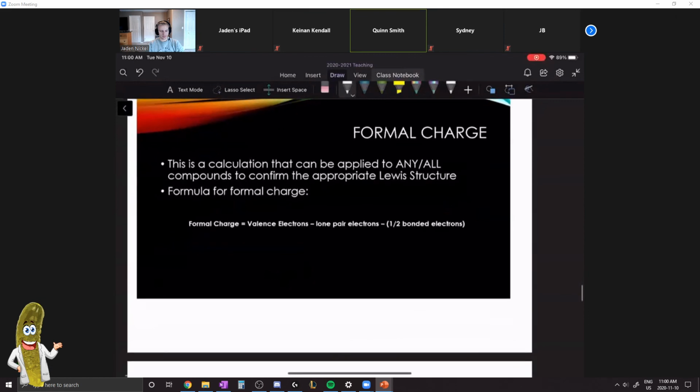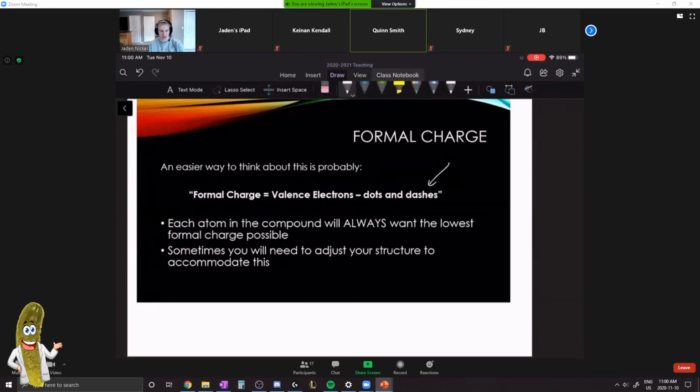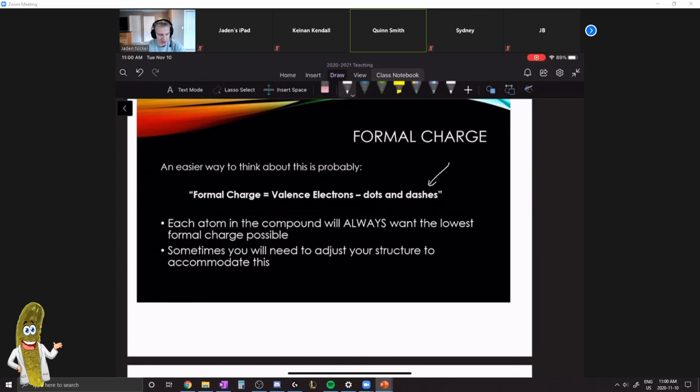There is a confusing calculation that you can use. I never think about that one. I instead just use this. So for those confused about the blue numbers where those are always coming about, formal charge is equal to valence electrons minus dots and dashes, or minus the number of electrons and number of bonds. And that's how you will determine what formal charge you have. This statement is important. Each atom in the compound will always want the lowest formal charge possible.